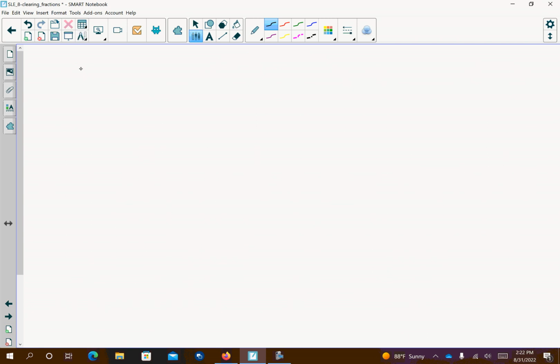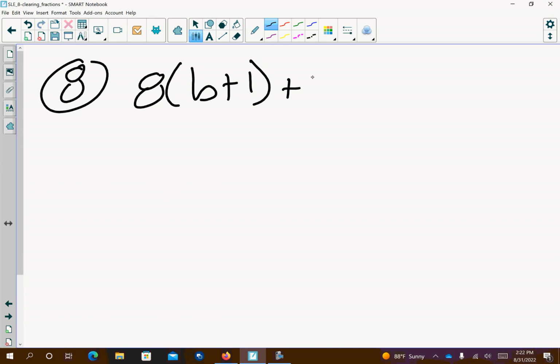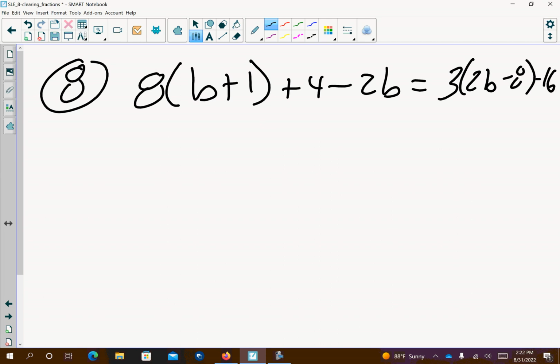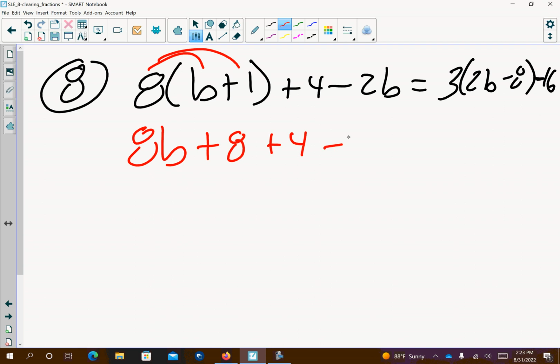And then problem number 8. So I have 8 times b plus 1, plus 4 minus 2b, equals 3 times 2b minus 8, minus 16. There's a minus 16 there. Let's distribute over the parentheses. So 8 times b is 8b. 8 times 1 is 8, plus 4 minus 2b equals, distribute here. So I'm going to get 6b minus 24 minus 16.